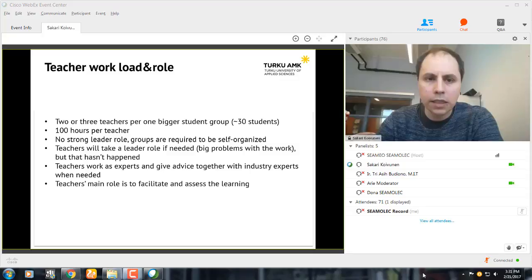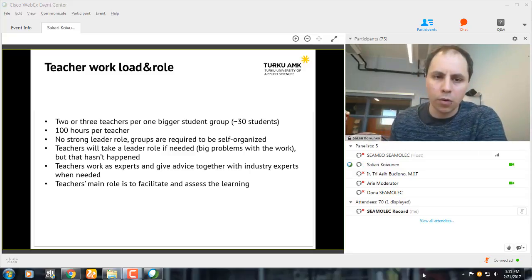And in one of our cases, we had some 30 students, and usually we have 2 or 3 teachers, but the case that I'm talking about had 2 teachers, and each teacher had 100 hours of time to work with this project module and work with the students. And as I mentioned, the teachers don't have any strong leader role. All the student groups are required to be self-organized, so they need to organize themselves and find a leader for the group and run the group on their own.